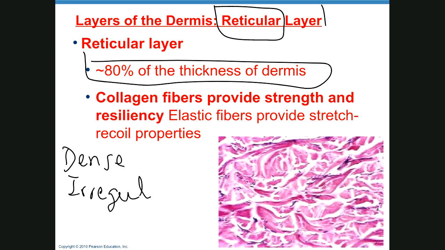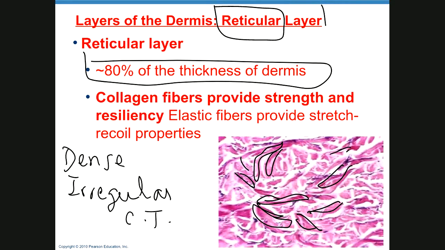connective tissue. And one of the characteristics of dense, irregular connective tissue were these huge, thick bundles of collagen fibers that were positioned in irregular or varied directions. The collagen fibers provide the strength and resilience characteristics of the tissue. So again, you can stretch it and it's not going to break. And the elastic fibers provide the recoil properties. So you let it go and it goes back to its original shape.